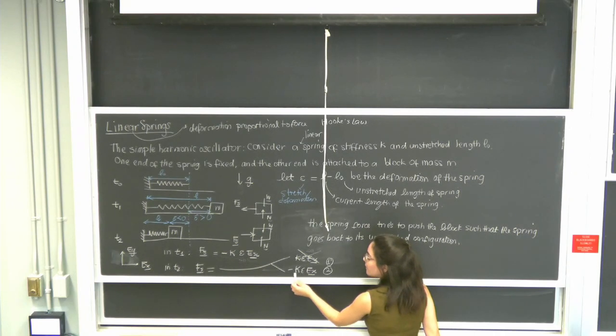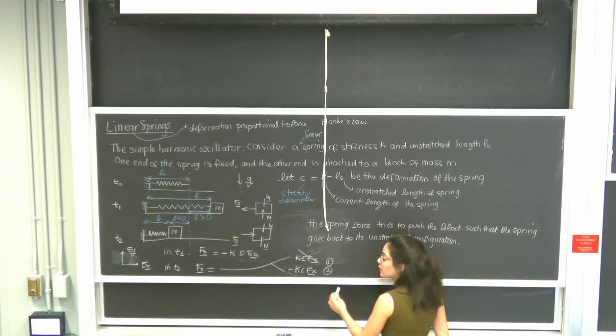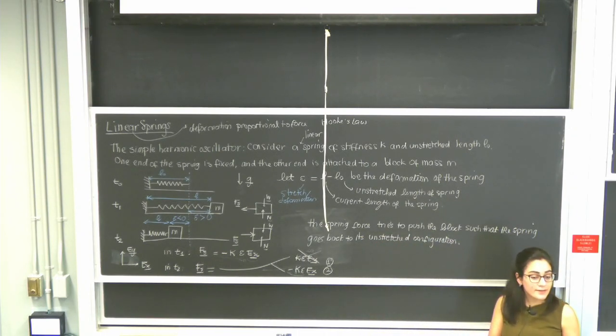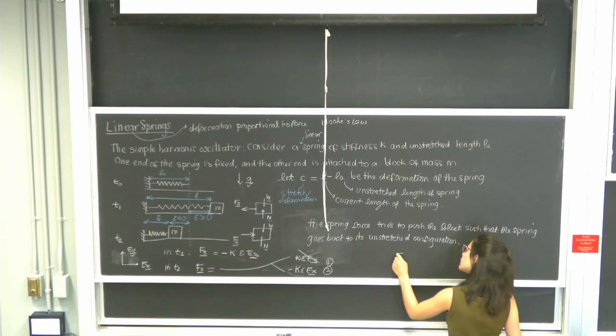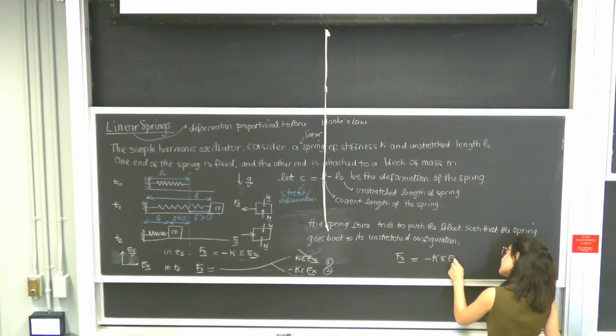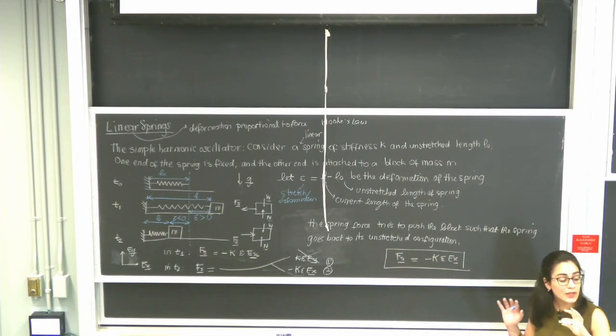Here, minus epsilon is positive because epsilon is negative. So then the force points along Ex, which is what we have. So in both cases, does that make sense? In both cases, the prescription of the spring force Fs is equal to minus K epsilon Ex. And this works both when the spring is compressed and when the spring is extended.